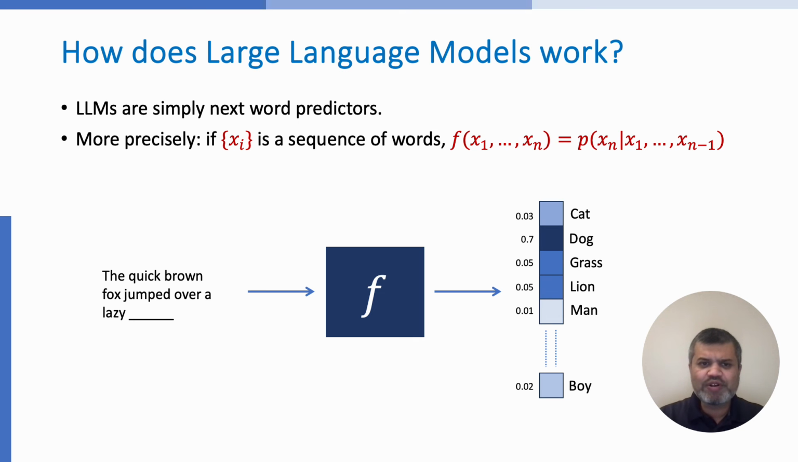It is a little bit more complex than this. They are actually not just giving out the next word. They're giving a probability distribution or likelihood of the next word that should appear. So they should say, okay, cat can appear, dog can appear, man can appear, boy can appear, grass can appear, but the probability of dog is highest. It depends on everything it has seen before to determine what should come next.